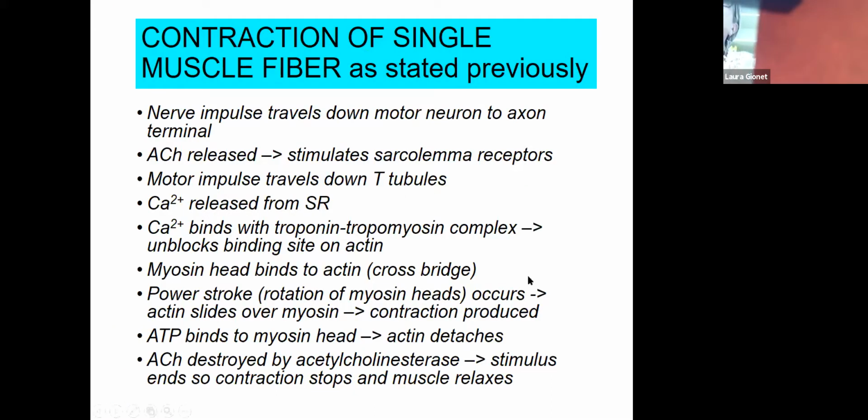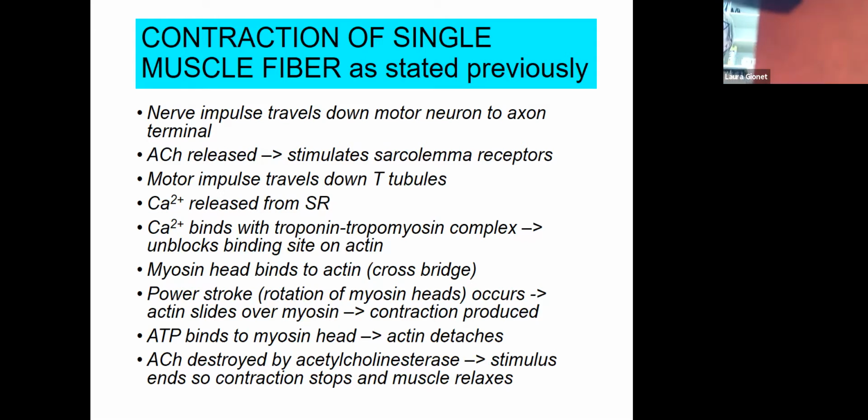Okay. So the contraction of a single muscle fiber, as stated previously in a lot of detail, but it's good to look at it because the more you hear it and see it, you won't have to remember a bunch of different steps. But this is the basics. Nerve impulses travel down the motor neuron to the axon terminal. Acetylcholine is released. Remember, calcium has to enter first. It stimulates the sarcolemma receptors. The motor impulse now on the sarcolemma travels down the T tubules. Calcium is released from the SR. The calcium binds to the troponin-tropomyosin complex.